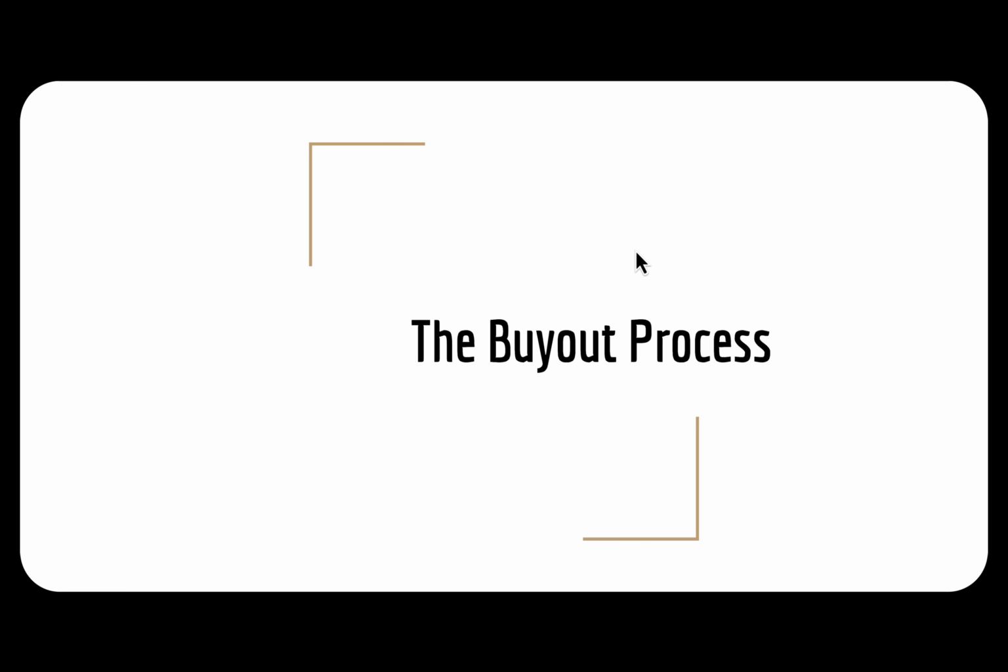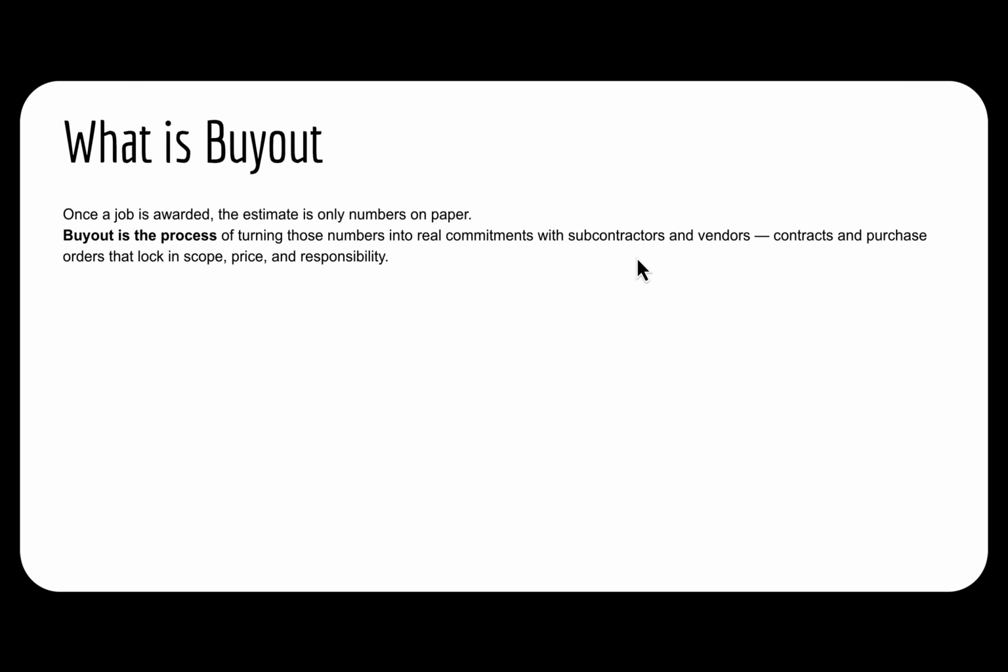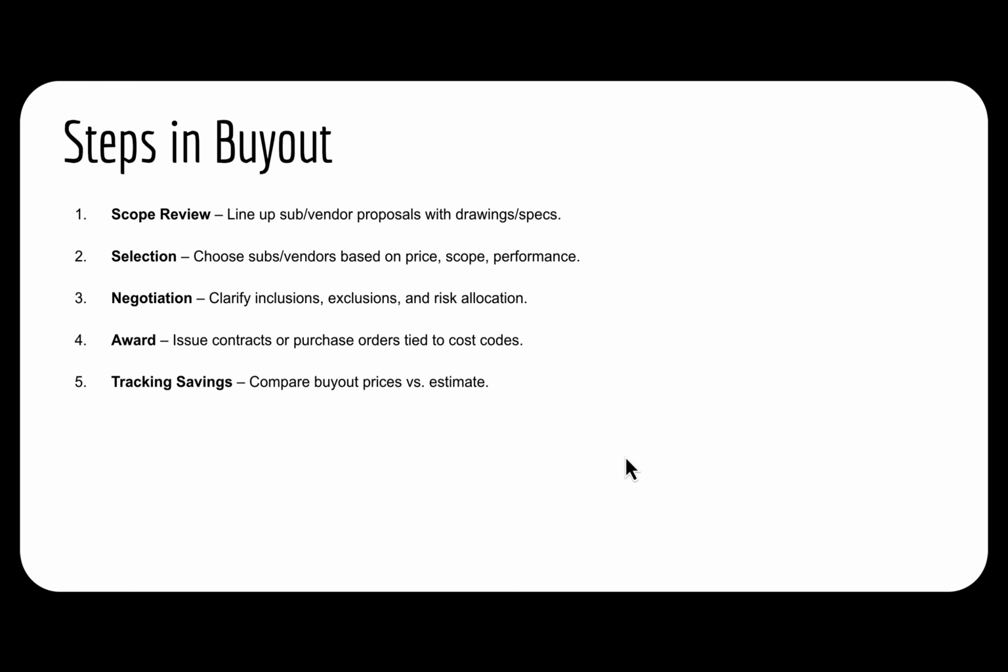The buyout process. Once a job is awarded, the estimate is just numbers on a paper. Buyout is the process of turning those numbers into real commitments with subcontractors and vendors. Contracts that lock in the scope, price, and responsibility. Let's break it down into steps.